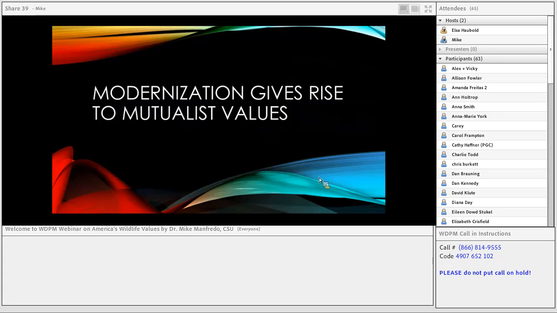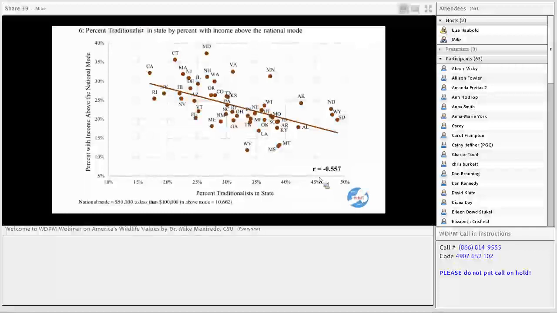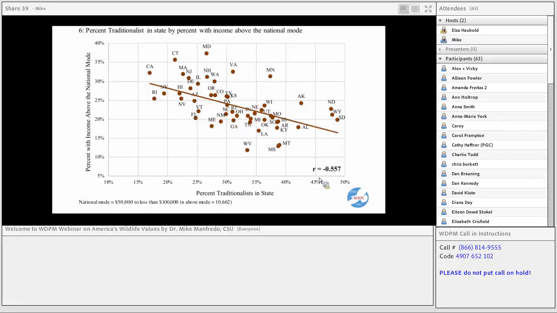Okay, first thing I said is that modernization is giving rise to mutualist values. What is my support for that? So I have a couple to show you here. Remember I said I indicated modernization by income, wealth, education, and urbanization. I have a couple of those slides to show you. And I want to point out what's unique about what we're able to do with this multi-state study: we're able to do this state-level analysis.